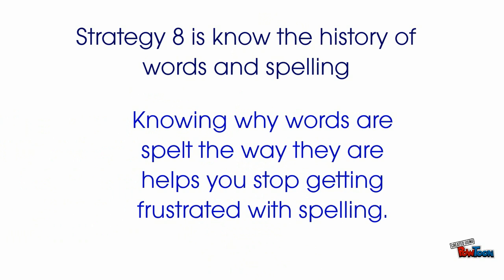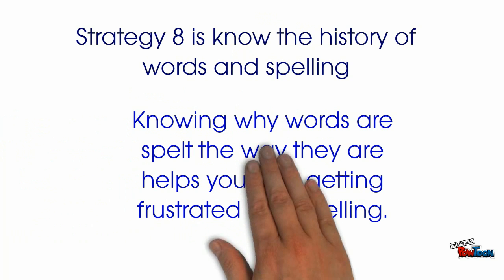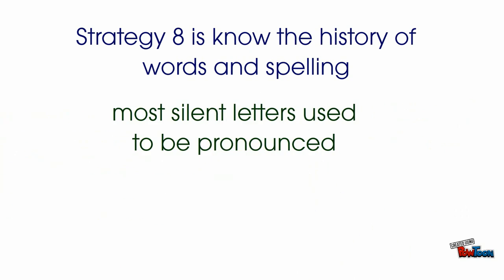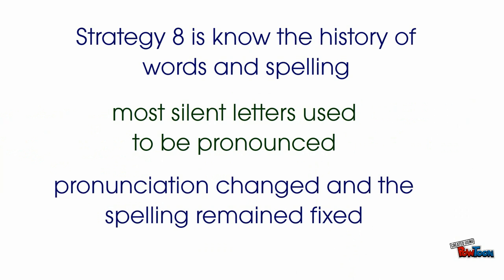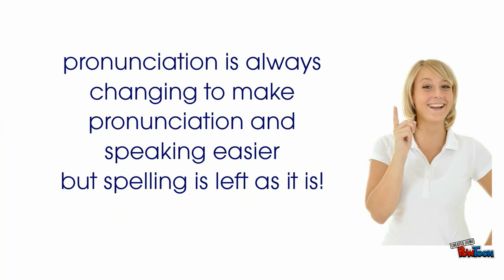Knowing why words are spelt the way they are helps you stop getting frustrated with spelling. For example, most silent letters used to be pronounced, but are left in the spelling because the pronunciation changed and the spelling remained fixed. This is the trouble with a lot of English spelling. Pronunciation is always changing and we're always dropping letters to make pronunciation and speaking easier, but not spelling. Spelling is left as it is. And that's why we have so many strange spellings and silent letters.